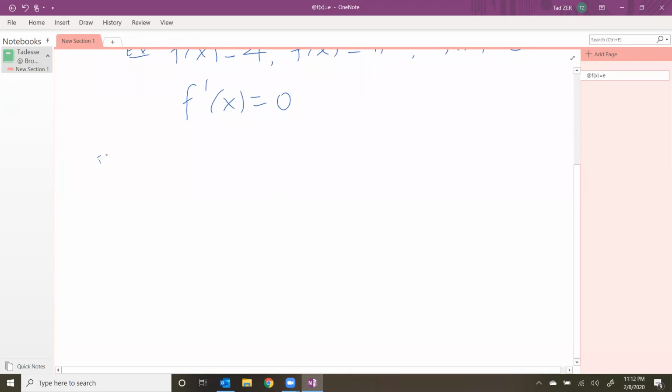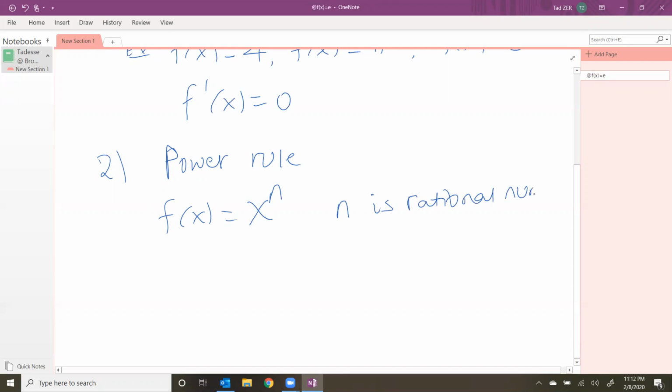The second one is called the power rule. The power rule says if you have a function of this form, f of x equal to x to the power of n, where n is a rational number. Rational number means any natural number, any integer, or any integer divided by a non-zero integer. If n is a rational number, then the derivative of x to the power of n will be n times x to the power of n minus 1.